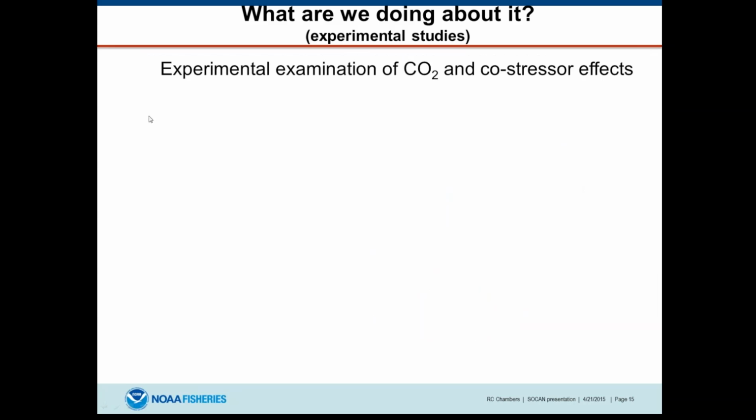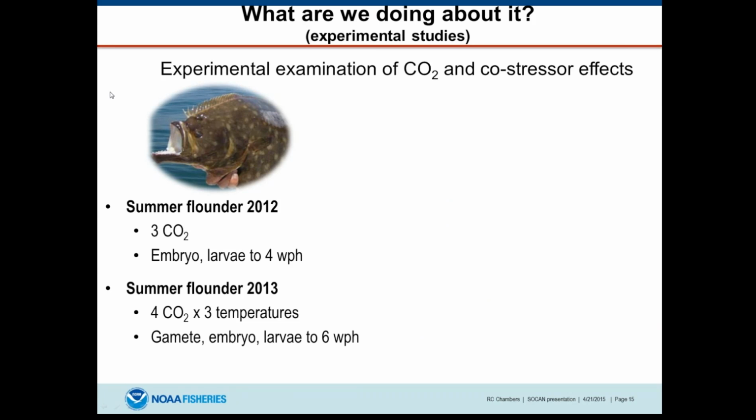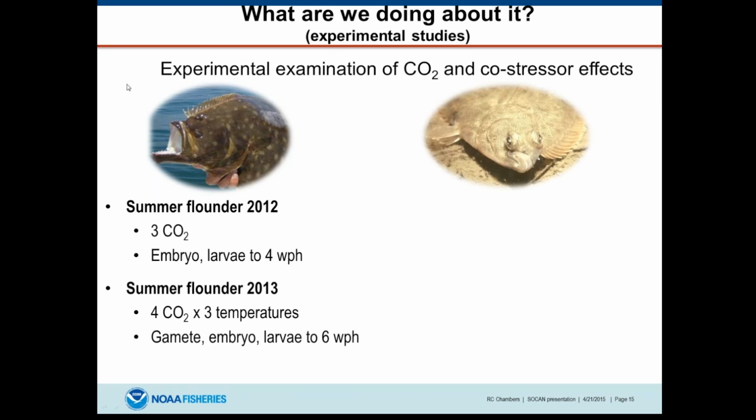To give you a sense of the experiments, I'll be going over a summer flounder study in 2012. It's a one-way design with three CO2 levels, measuring embryo and larval features, survival, growth, and development up to four weeks post-hatch, which is just about the time they undergo metamorphosis. A subsequent study in the following year was a two-way design, four CO2 levels and three temperatures, with these responses up to six weeks post-hatching. The winter flounder work has been done in two experiments.